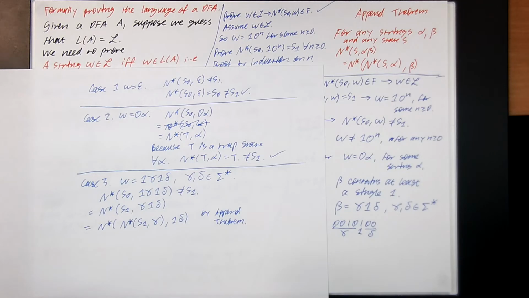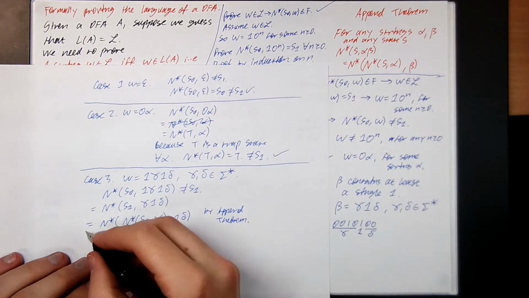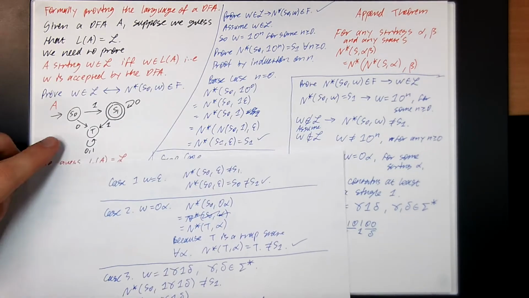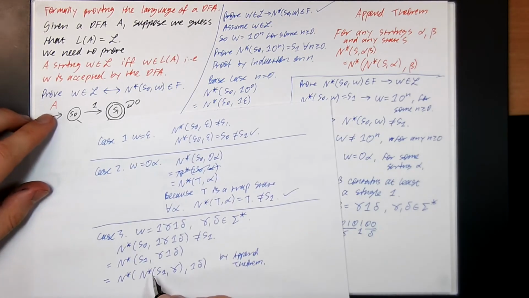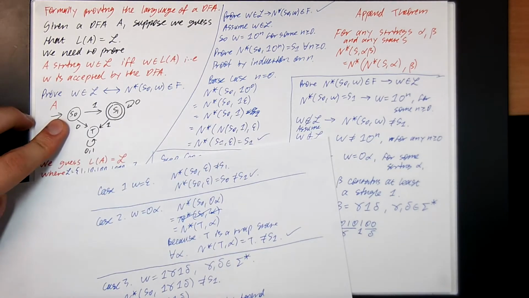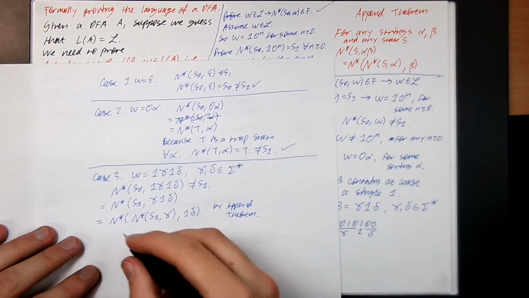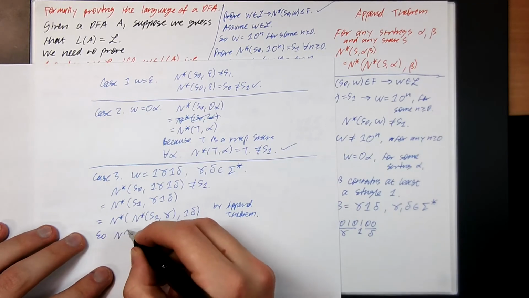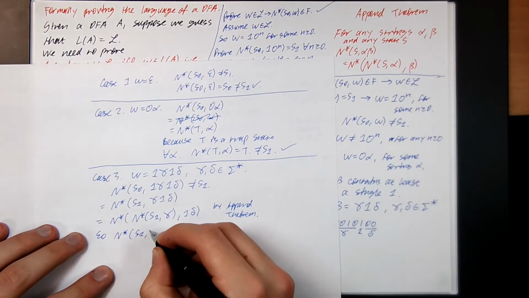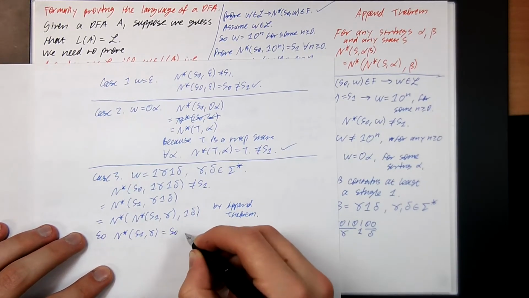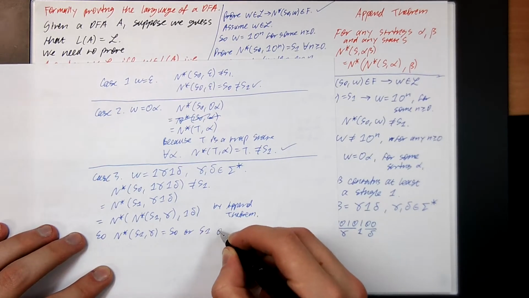So what I can do is I can try cases, right? There are 3 possible places that, from S1, reading gamma can take me. It could take me to S0, it could take me to S1, or it could take me to T. Okay? So n star S1 gamma equals S0 or S1 or T.